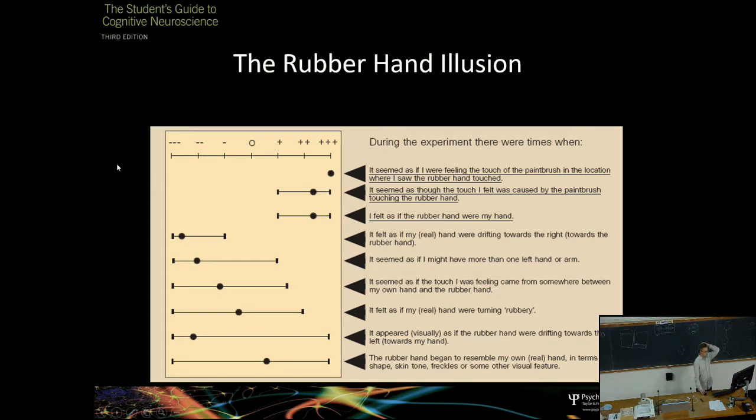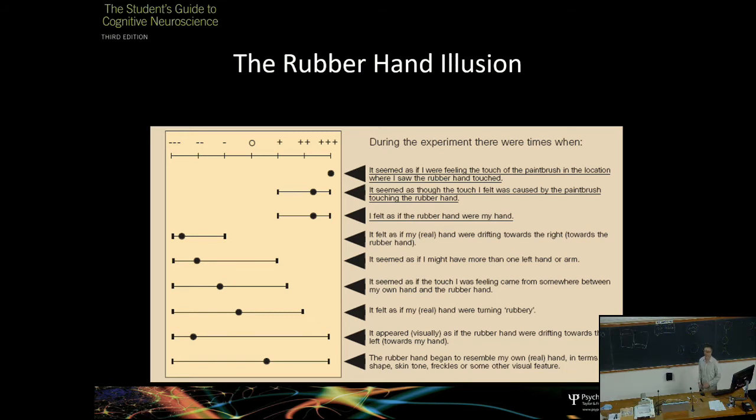So these are the questionnaire responses. The ones underlined are the ones that discriminate the rubber hand illusion more than the other ones. So people say things like, I felt as if the rubber hand were my hand. It seemed as though the touch I felt was caused by the paintbrush touching the rubber hand. And it seemed as if I were feeling the touch of the paintbrush in the location where I saw the hand touch. They tend not to agree with control questions here, so it felt as if my real hand were turning rubbery. It would be interesting if that was the case, but people don't agree with that.